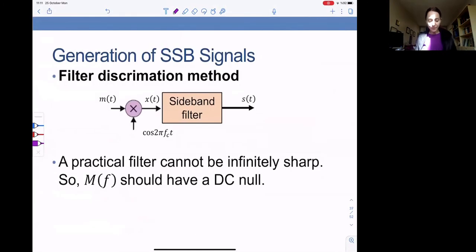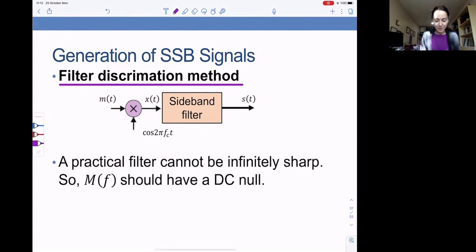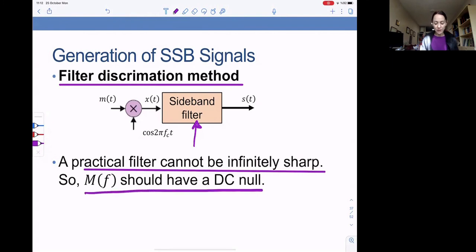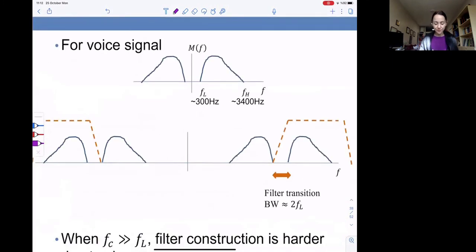Okay, so generation is exactly what you said just now. This is called the filter discrimination method. So generate double sideband and then filter out the unwanted sideband. But a practical filter cannot be infinitely sharp, so M of F should have a DC null.